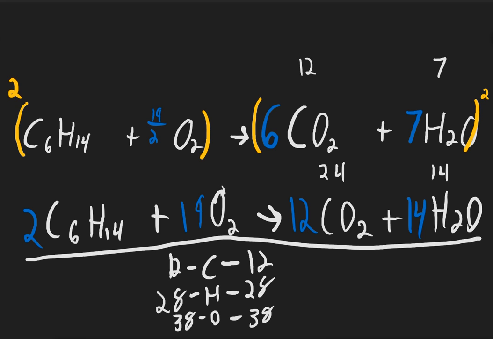So even though that was a lot longer, as long as you follow the process of going one atom at a time, start with an atom that only appears once and work from there, you should be fine balancing chemical equations.